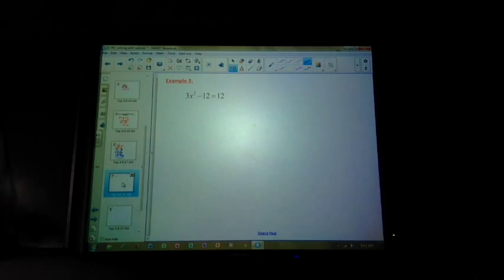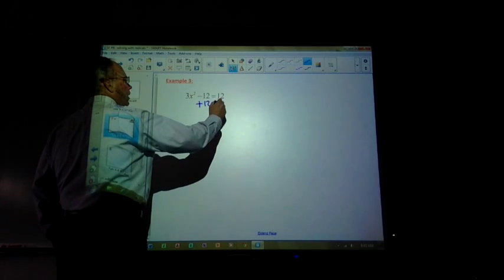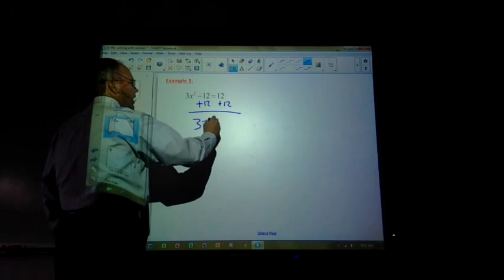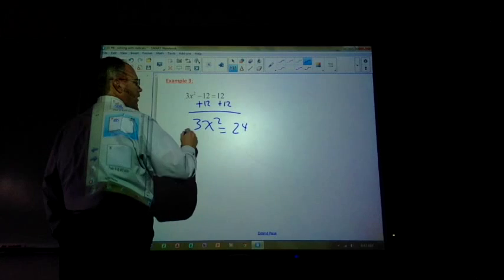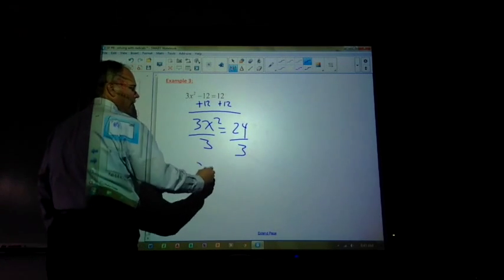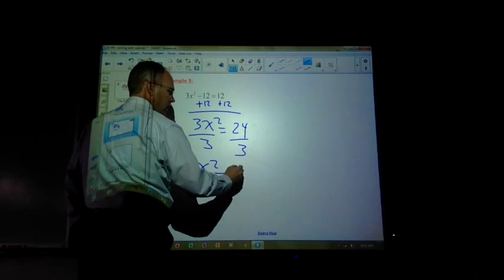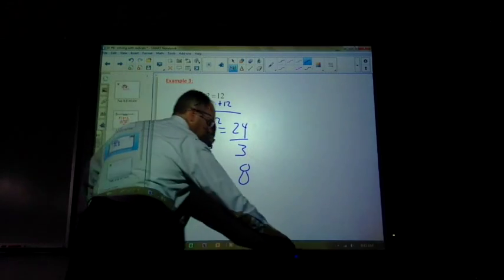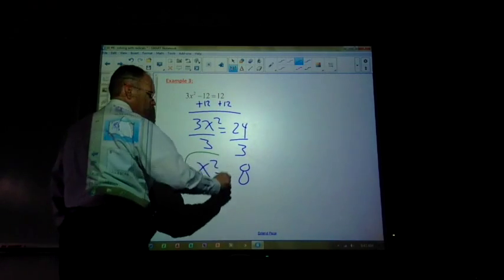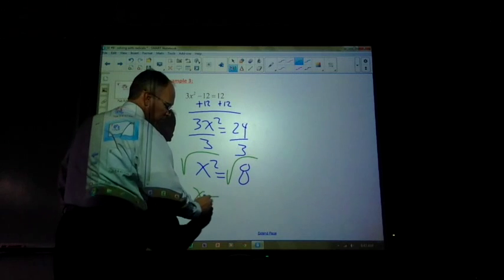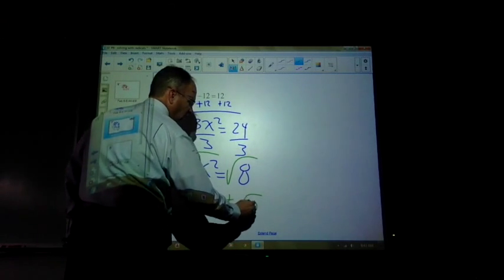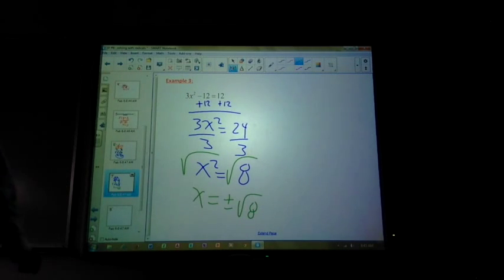Add 12. Divide by 3. Love it. X squared equals 8. What am I doing to both sides? Square root. So now, most people would say, dude, set. I love it. But it's a 3-point problem. I'm taking 1 point off. Anyone want to know why? We have calculators. Nope. I want an exact answer, not a calculator approximate.